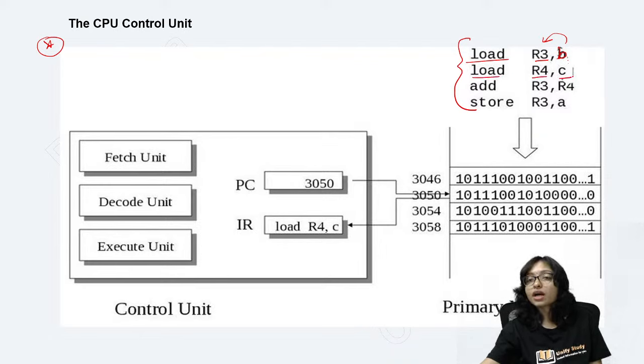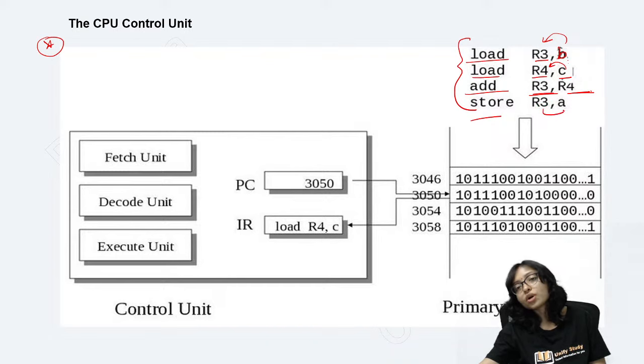Load R4, C: in R4 I will load the data. Okay, ADD R3, R4. Now I will add R3 and R4 together. Then I will store it into R3. R3 will be stored to A. This is going on here.